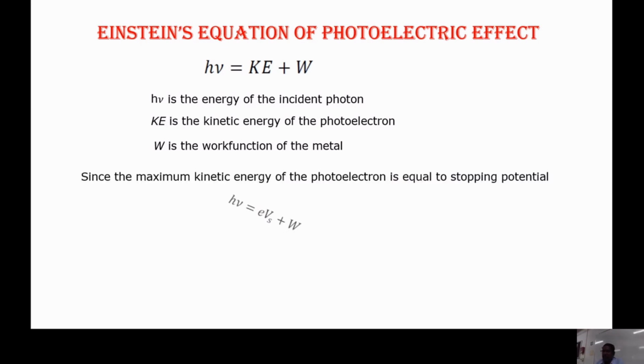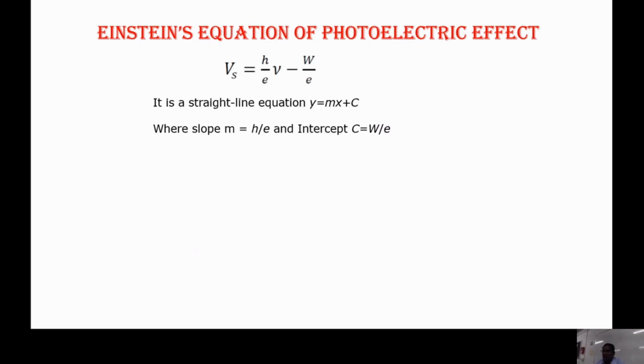Since the maximum kinetic energy of the photoelectron is equal to the stopping potential, we can replace the maximum kinetic energy KE by e Vs. So upon rearranging the terms, we get the equation something like this: Vs, which is nothing but the stopping potential, is equal to h by e nu minus W by e. If you look at this equation, it is very much like a straight line equation, y equal to mx plus c, where m is nothing but the slope, which is given by h by e, and the intercept c is given by W by e.